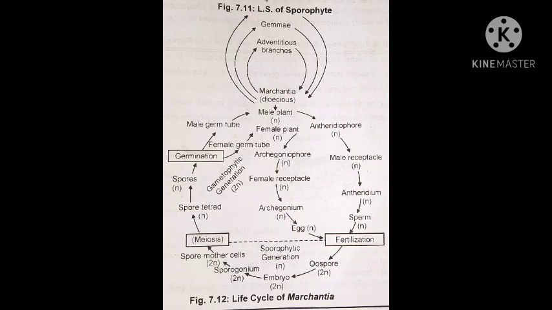Then fertilization takes place. The product of fertilization is the oospore that gets converted into the embryo. That embryo later grows as a sporophyte. The sporophyte has different parts, and the capsule contains the spore mother cells that undergo meiosis, and haploid spores are produced for growing the next generation of the Marchantia plant. In this way, Marchantia completes its life cycle.